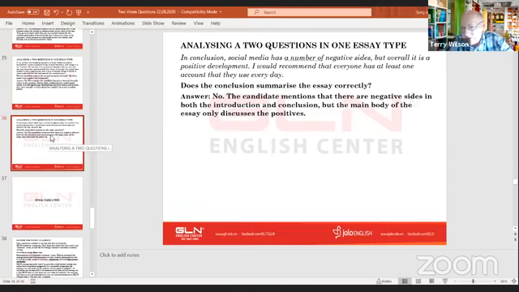And when we look at the conclusion, does the conclusion summarize the essay correctly? Again, the answer is no. The candidate mentions that there are negative sides in both the introduction and conclusion, but the main body of the essay only discusses the positives.